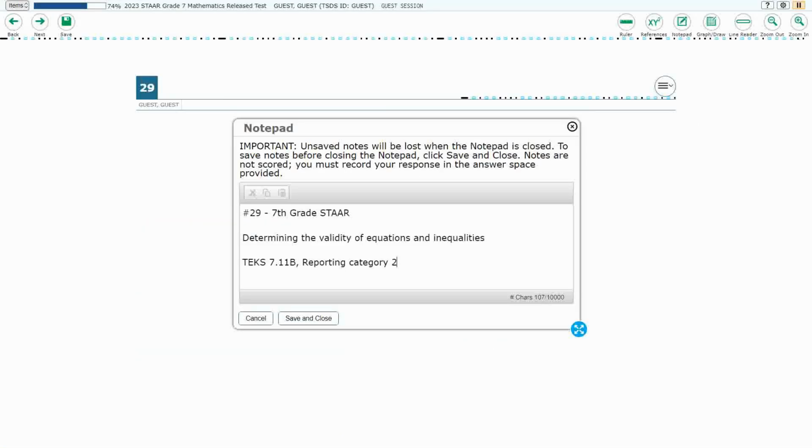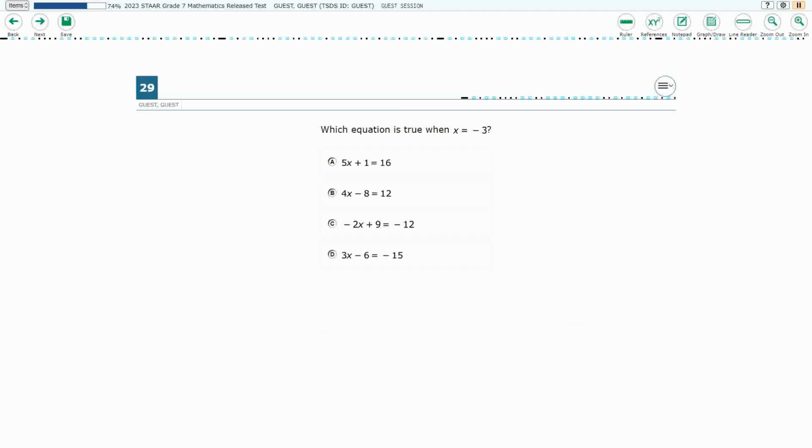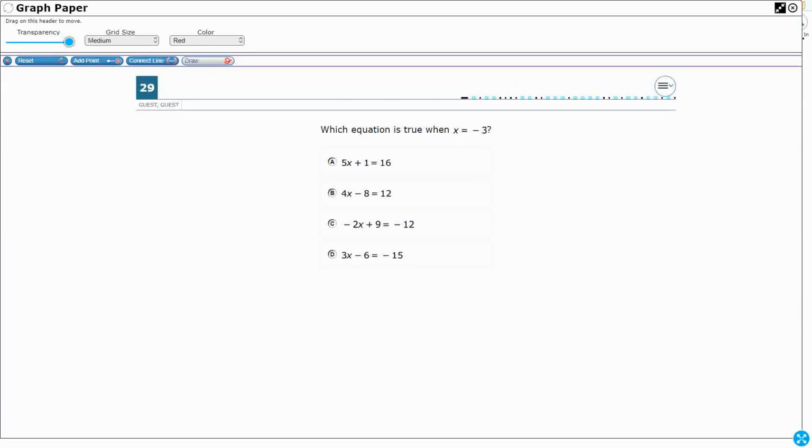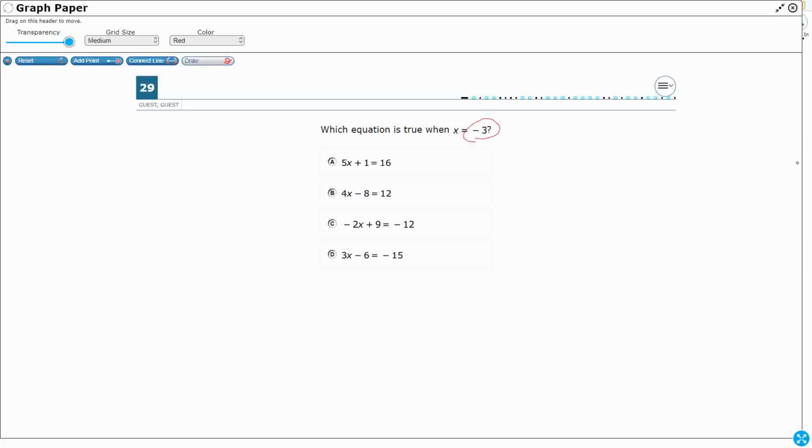For number 29, we are determining the validity of equations and inequalities. This is TEKS 7.11b in reporting category 2. So, looks pretty straightforward here. We just need to substitute in this -3 for x. So let's just substitute that in for all of these. So it's going to be 5, multiply that by -3 because I'm substituting in that -3 to the x. Right, so that's going to be -15 plus 1 equals 16. So -14, that's going one closer to 0, definitely does not equal 16. All right, so that's no for that one.